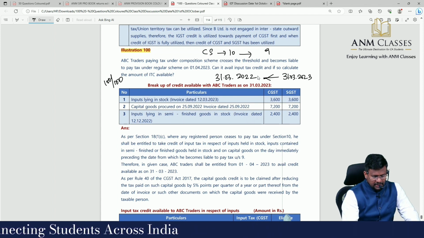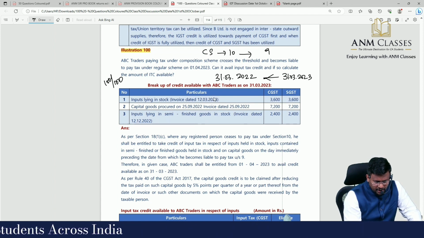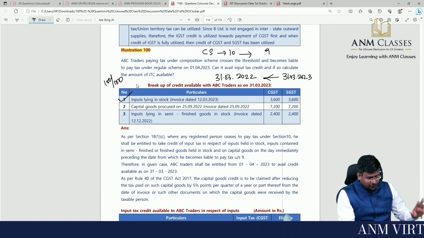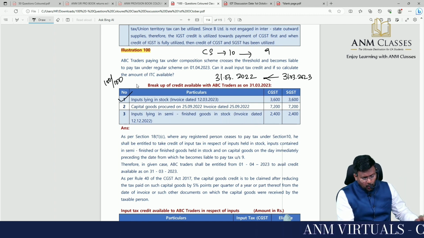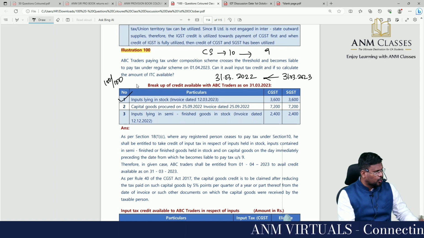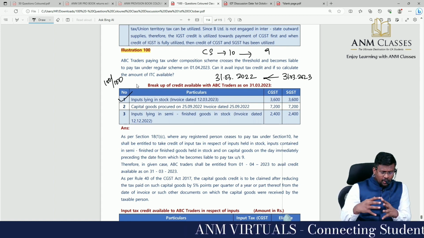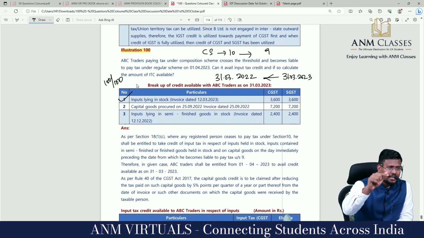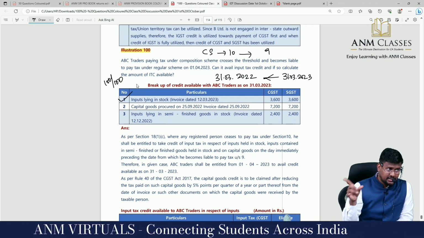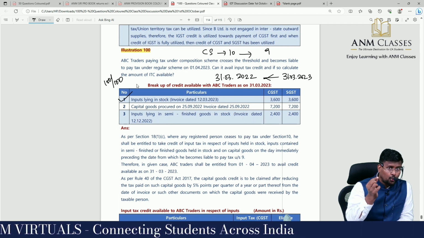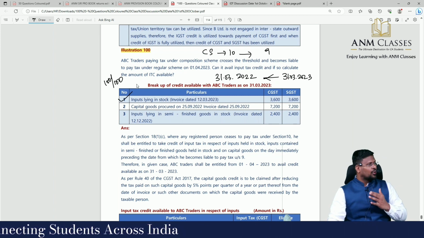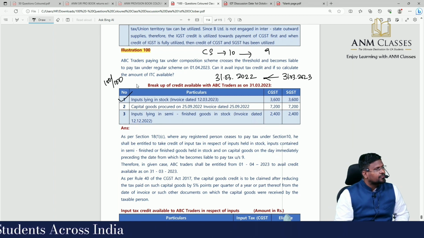31/3/2022. Sir, inputs lying in stock, invoice dated 12/3/2023. Can you take ITC? Capital goods procured on 25/9/2022. Invoice dated is 25/9/2022. Correct? So, since this capital goods has been exclusively used for exempt supply, because composition supply means exempt supply, as per section 10 subsection 4, no output tax and no input tax. Correct? You have to disallow 5% per quarter or part of the quarter.